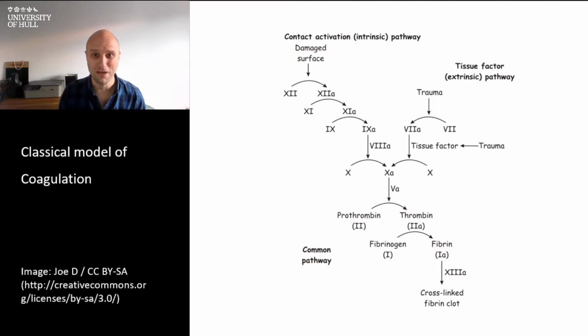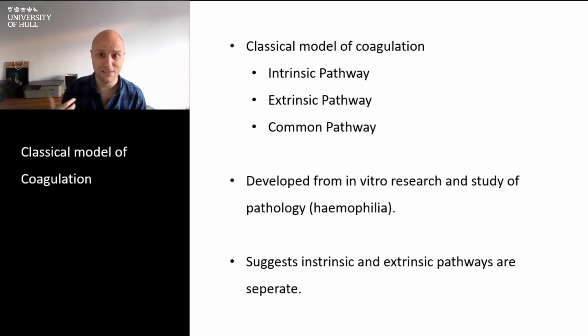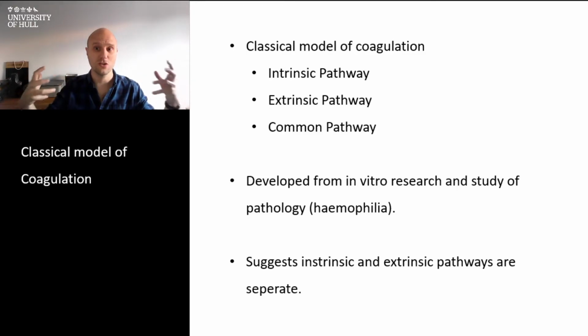We're getting ahead of ourselves a little bit here, but this is the classical model of coagulation that you may already be familiar with. As I've mentioned, we have the intrinsic, extrinsic, and common pathways. A lot of this was developed in vitro, so in the labs with the blood outside of the body, seeing how the blood clotted and responded to being in that environment. And although it is a useful model, one of the problems is that it suggests the intrinsic and extrinsic pathways are two very separate things. We're coming to realise that actually there's a lot more talking between the two, and it's perhaps not that clear cut.